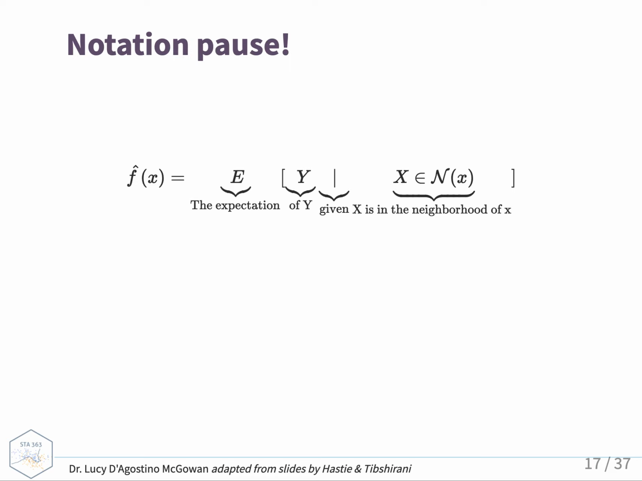So let me just pause again for notation here, just to make sure we're all on the same page. This E here means the expectation. When you see that, it often means that we're taking some kind of average. And so this means we're taking the expectation, and then in brackets, the first thing is y. We're taking the expectation of y. This up and down bar means given. So we're taking the expectation of y given x is in the neighborhood of x.